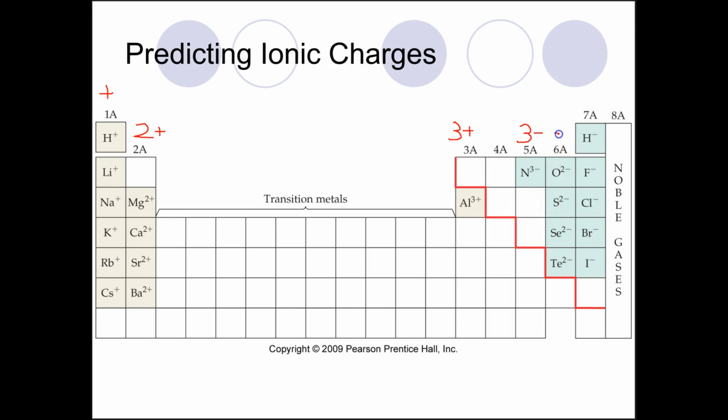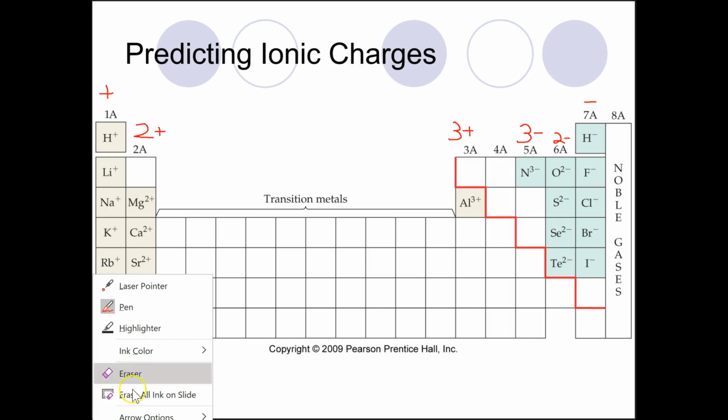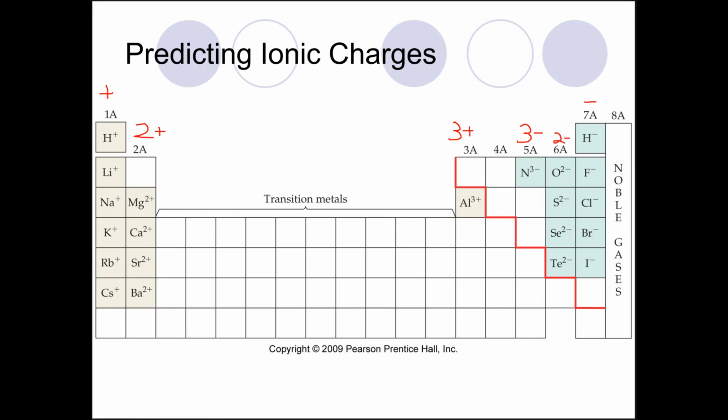Everything in group 16 is going to be a 2- when it's an ion. Everything in group 17 is going to be a -1 when it's an ion. And everything in group 18 is a noble gas, which means it doesn't form an ion and it is completely neutral.